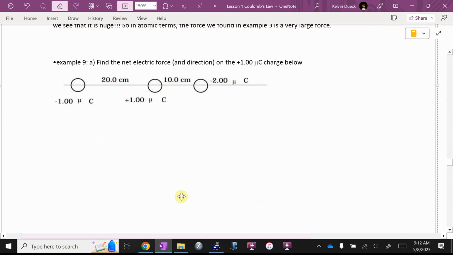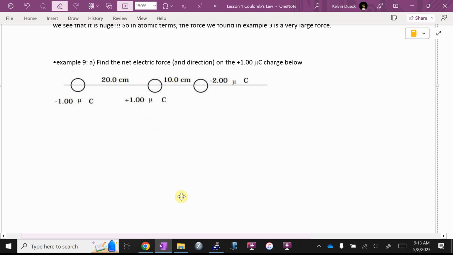I like example 9. Example 9 is a nice question. It says, find the net electric force and direction on the positive 1 microcoulomb charge shown below. All right, some advice. How many charges are there in this picture? It should be obvious, there are circles. Let's try that again without the hesitation. How many charges are there in this picture?